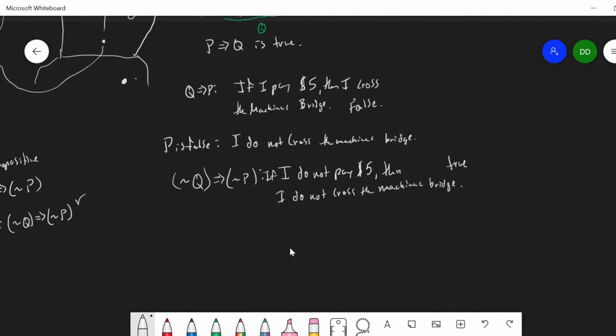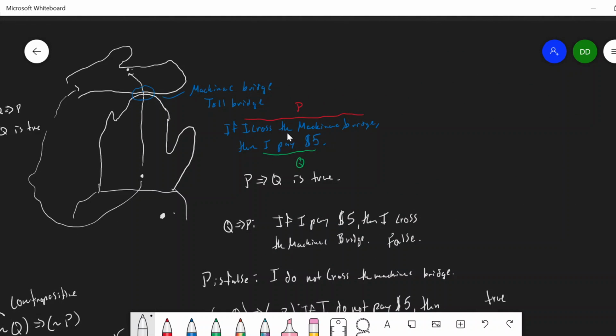So in the case of the example, not (P implies Q) would be that this implication is false. It is not the case that if I cross the Mackinac Bridge, then I pay $5, meaning I could cross the Mackinac Bridge and not pay $5. Right there, it's very natural. You might have some intuition on this. If it's not the case that if I cross the Mackinac Bridge, then I pay $5, well, what does that mean? That means I could cross the Mackinac Bridge and not pay $5. So that was P and not Q.